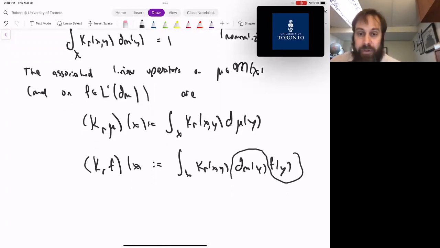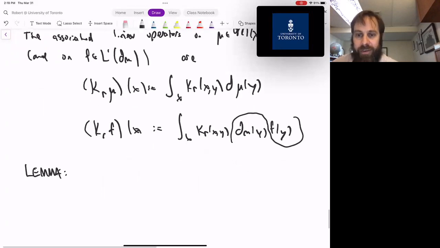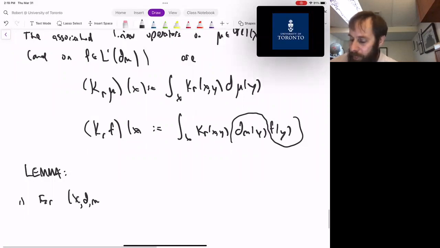And then the lemma that I wanted to state has two parts. First of all, for any boundedly compact space, such an object exists.